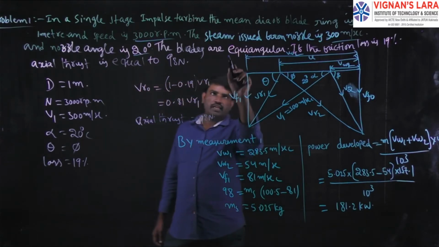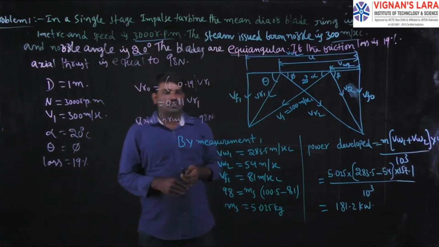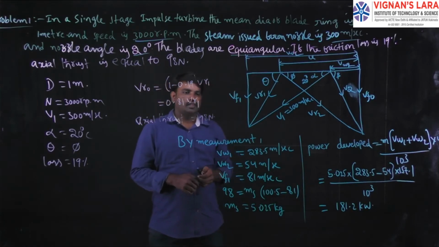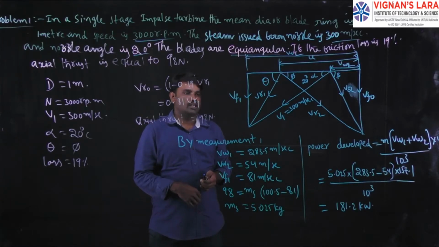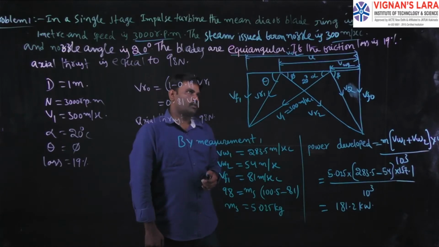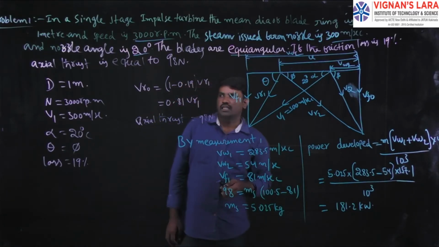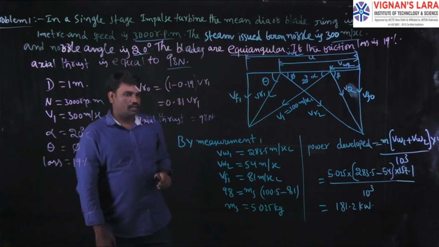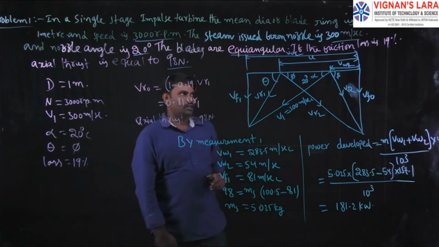The blades are equiangular means we are having two blade angles, theta and phi, and equiangular means theta is equal to phi. That is our given condition in the present problem. The friction loss is 19% and the axial thrust is equal to 98 newtons. Friction loss is also given.